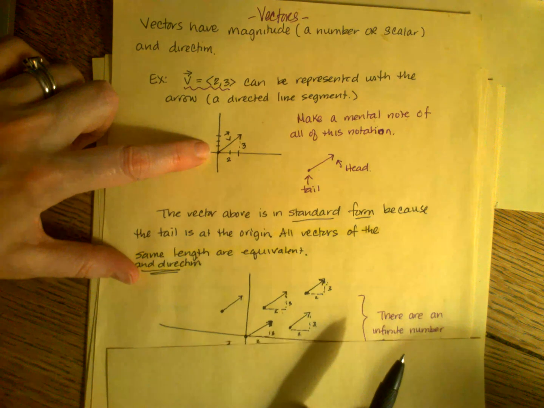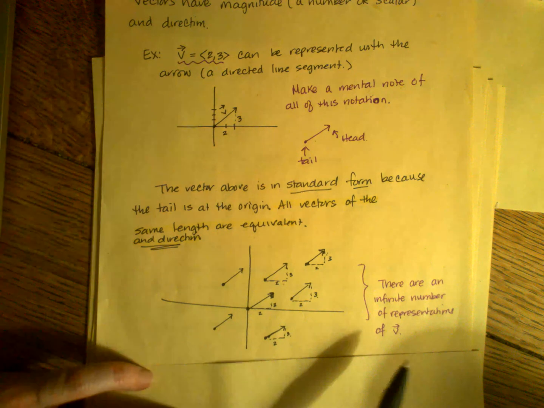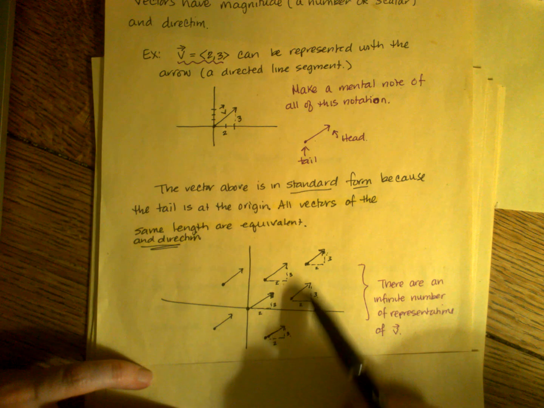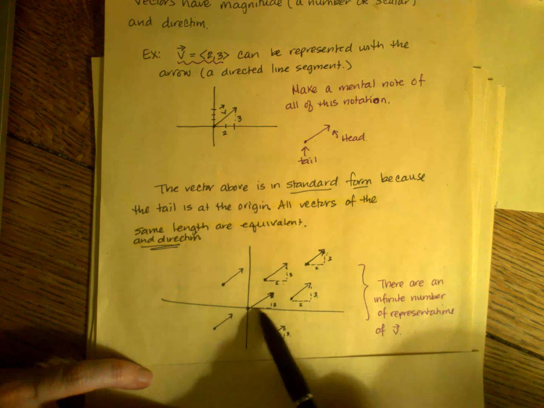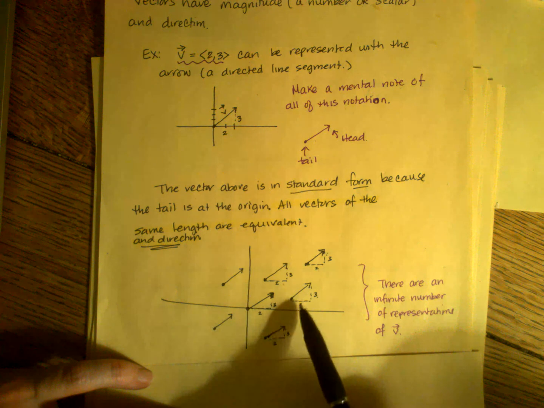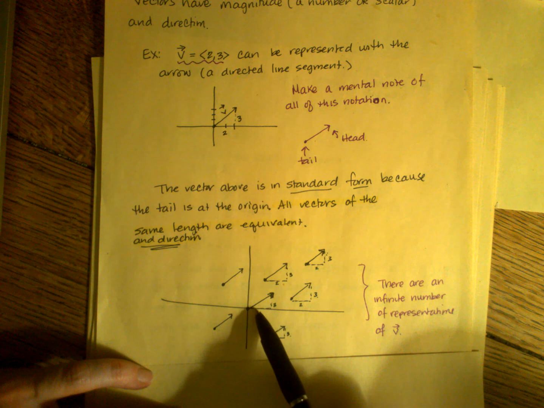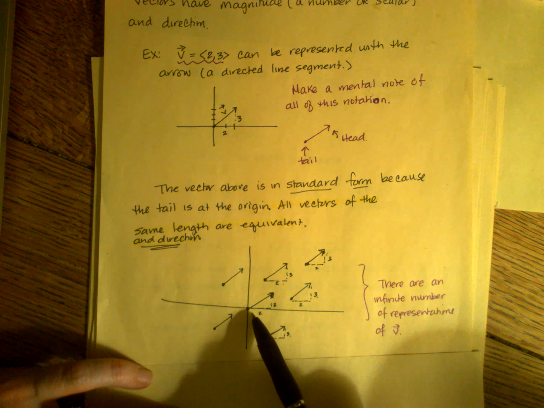But that's equivalent to all of these other vectors that are going in the same direction with the same magnitude. So there's an infinite number of vectors. We say they're all isomorphic. They all are going over 2 and up 3 from tail to head. You can see that they all look parallel to each other. And they're all going at the same angle to the horizontal. Okay, but this is the only vector here that's in standard position because the tail is sitting at the origin.